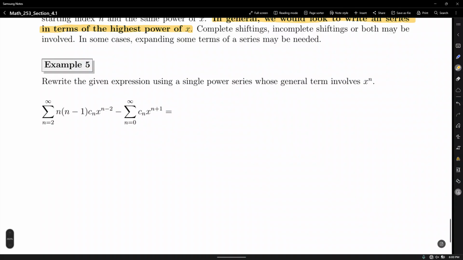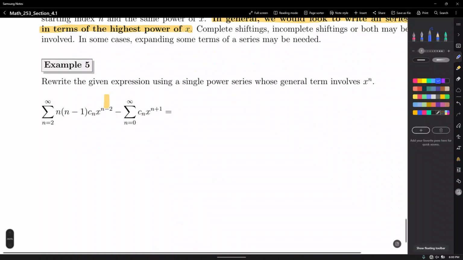So here's the thing. Which one is the highest power of x? n plus 1, isn't it? The one in the second series. All right. The lowest power is n minus 2. Also, if we compare the starting indices, we have a 2 and we have a 0. But the question here is, how many units are these exponents apart from each other? 3 units, right? So 3 units apart.